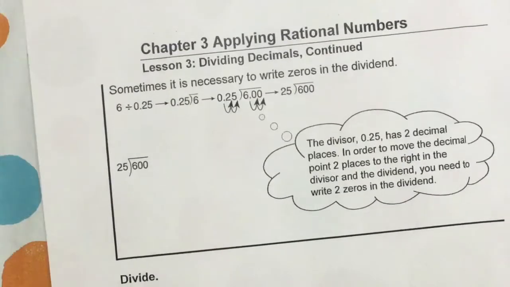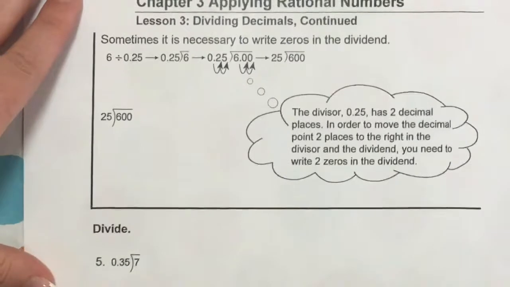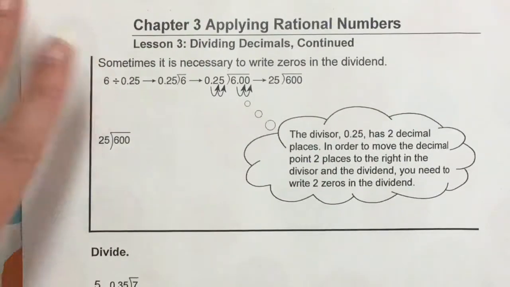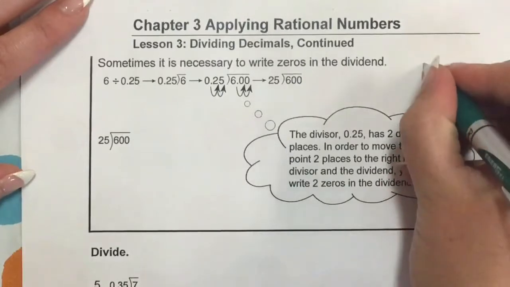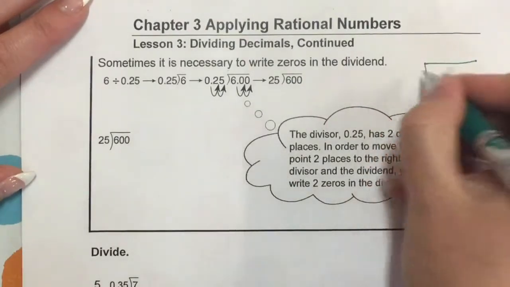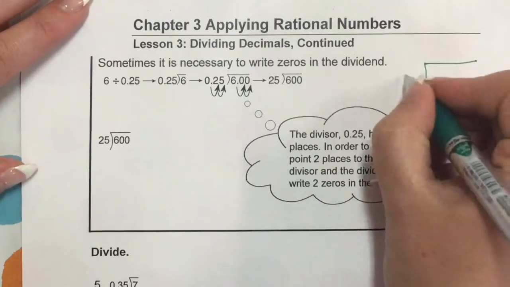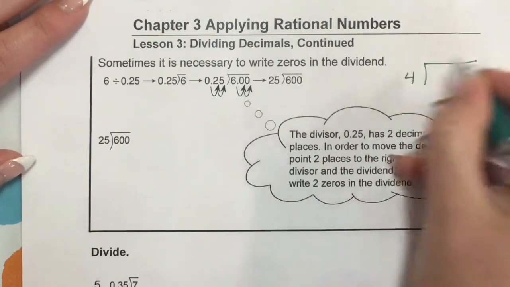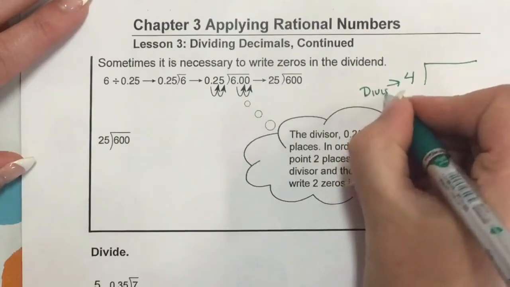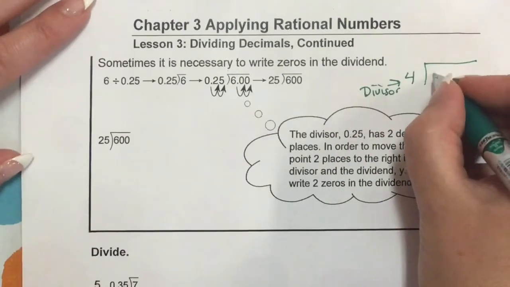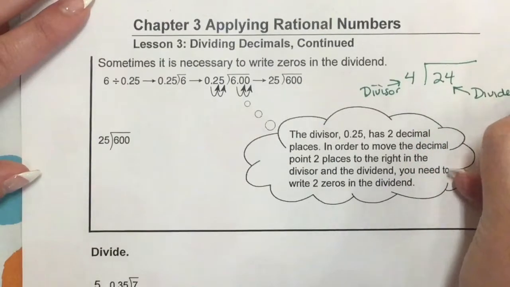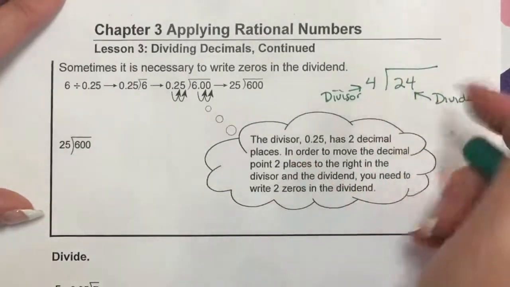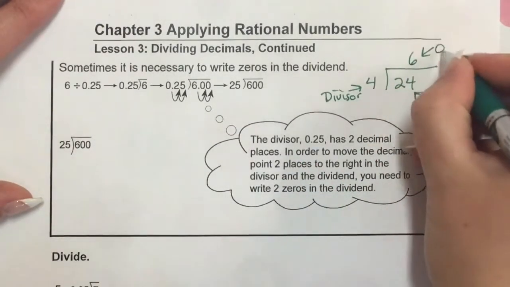The next page, what it says is sometimes it's necessary to write zeros in the dividend. Now remember, we're using this word dividend, and when we're talking about a division problem, let's say that's 4. Remember, that's the divisor. And if this was, I don't know, 24, this would be the dividend. And then the answer is called the quotient.